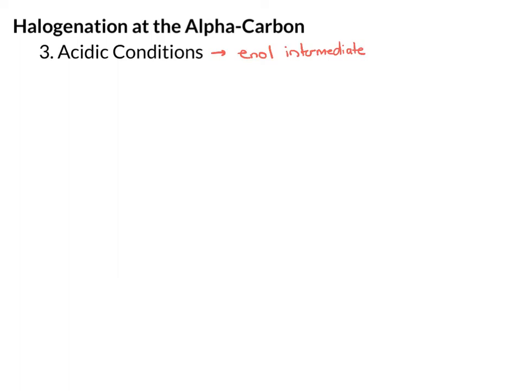Let's use a starting material, and it doesn't have to be, but I'm actually going to use a methyl ketone here. Now we know if this is done under basic conditions, you end up with a haloform reaction. But one important aspect to the acidic conditions, which I'll go ahead and write above here, is that you stop at monohalogenation.